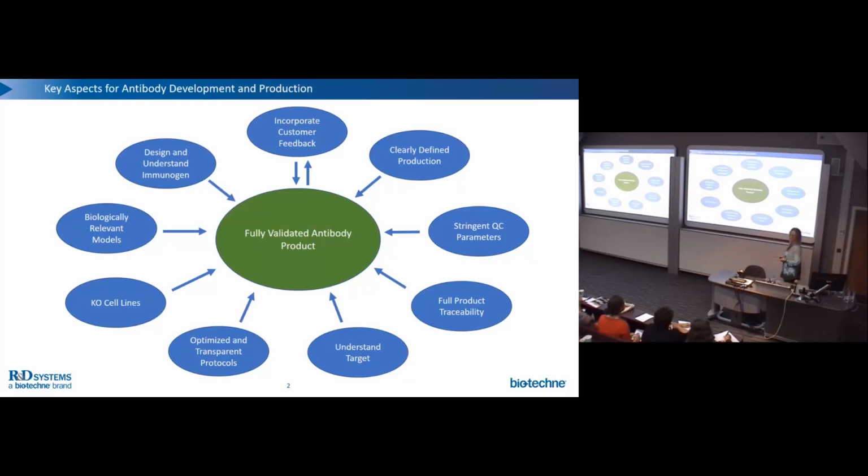So first, let me start off with a schematic of all the pieces that really make a good antibody validation strategy. In general, these are all the pieces that play into that. One of the most important parts we still believe in is the immunogen design. If the immunogen design is not done correctly right out of the gate, you will not get the right antibody at the end of it.